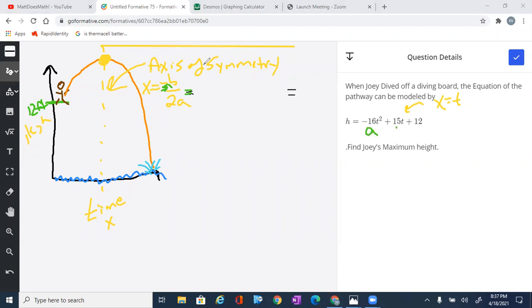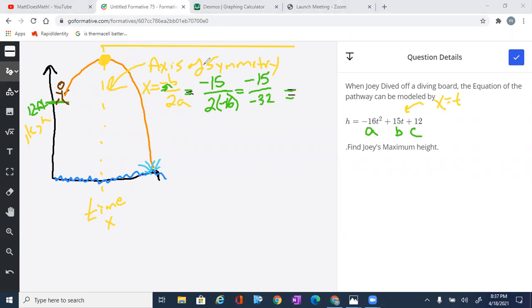And this is a, then b, then c. So I'm going to put the opposite of 15, which is negative 15, all over, and then we just write in 2 times a. A is negative 16. The important part is that you make the b value its opposite value. Now, once we have that, we just have negative 15 all over 2 times negative 16, which is negative 32.